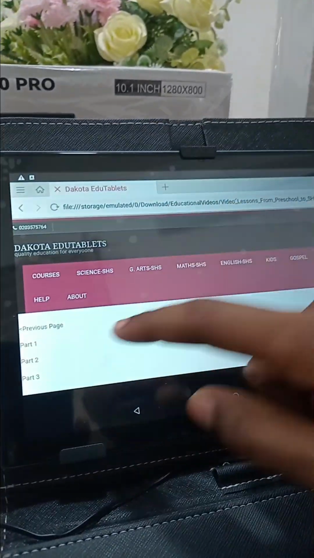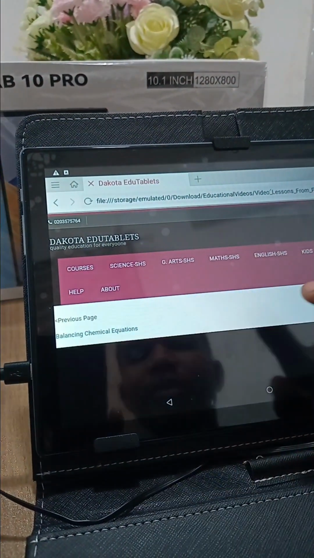Biology, chemistry as well. We have it. Let's go to part 2, balancing chemical equations.